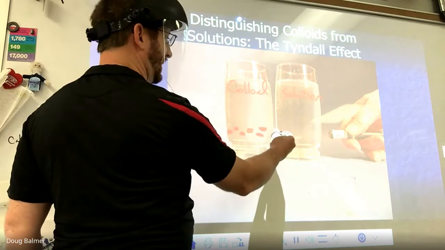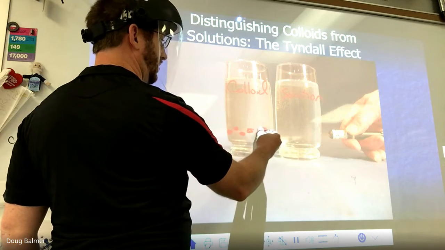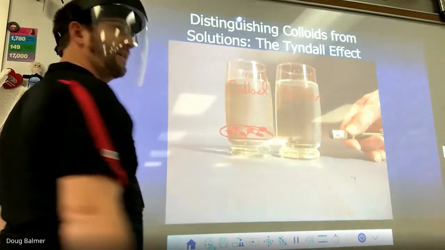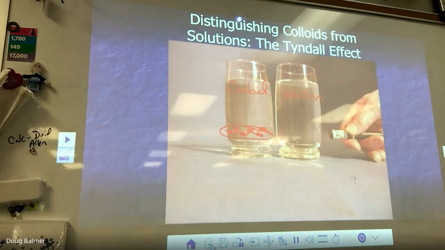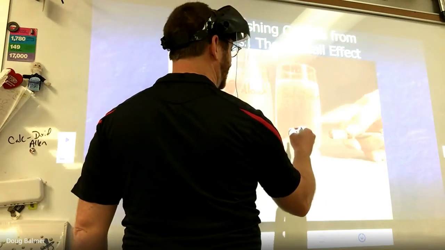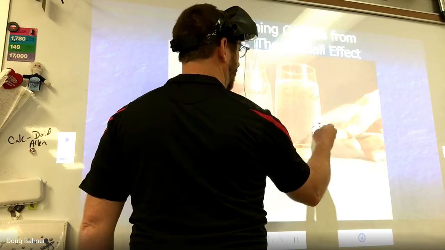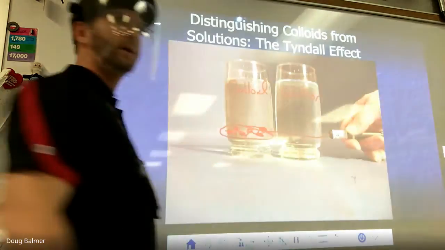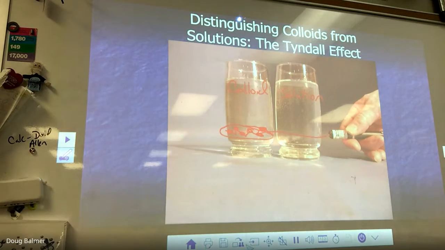And when the light, the laser bounces into them, it goes up and down, up and down, up and down. And that's that light beam that you're seeing in the colloid. Whereas a solution, the particles are the sizes of atoms. And because of that, the laser beam goes straight through, it doesn't bounce up or down, so you can't see it.